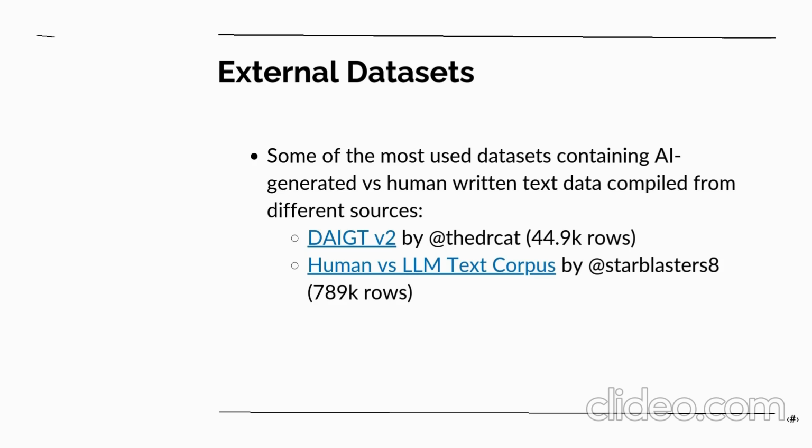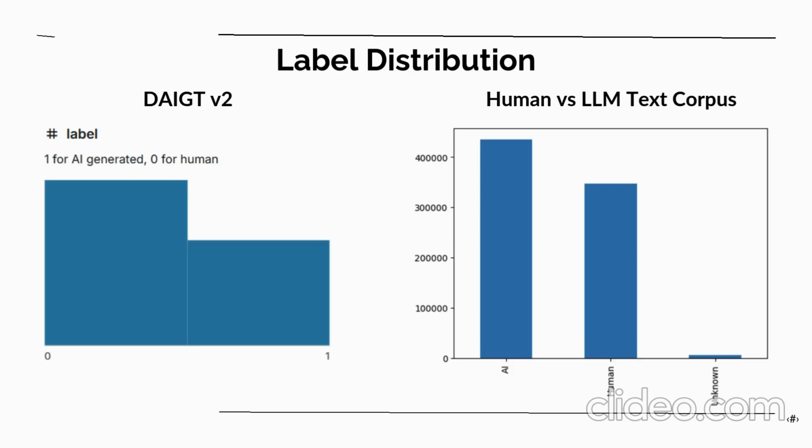Some of the most used datasets containing AI generated versus human written text, compiled from different sources, are the DAIGT V2 dataset and the Human versus LLM text corpus dataset. This is the label distribution of these two datasets, and we can see that they contain a lot of AI generated text, so it can help our model learn better. Also, the dataset sources will be included in the appendix of this report.